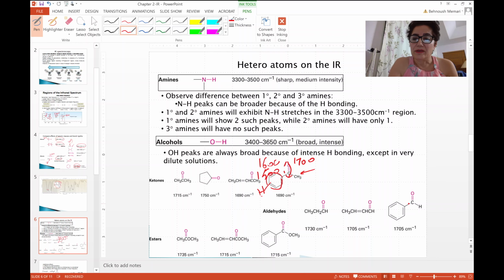We have here the CO from an aldehyde, again 1700. The hydrogen of the aldehyde appears as two peaks, one at 2700 and one at 2800. And the aromatic is going to be the same. We get three peaks for the aromatic: one slightly higher than 3000, one at 1600, and one between 1400 and 1500.